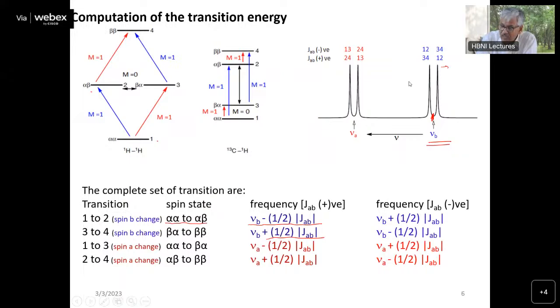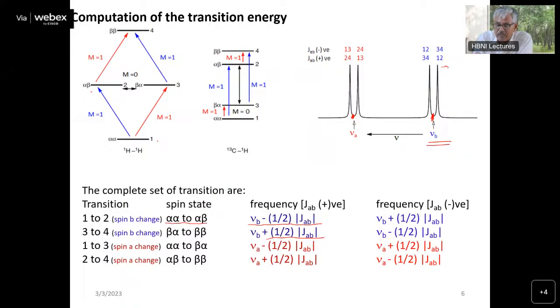Now you see that for line 1 to 3, spin A is changing, B remains intact. So it is alpha alpha to beta alpha, and again you can see that this is your line 1 3. This is your chemical shift position. This is minus, and this is plus. So always remember that the frequency on the left hand side is plus. So when JAB is positive, your 1 2 line is uphill, and your 3 4 line is downhill.